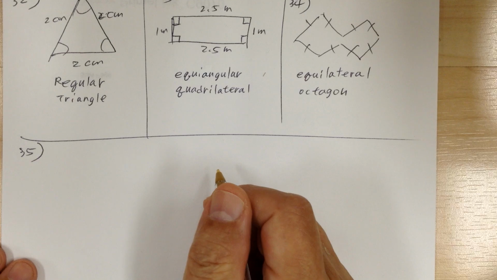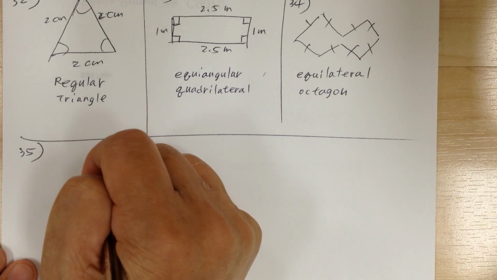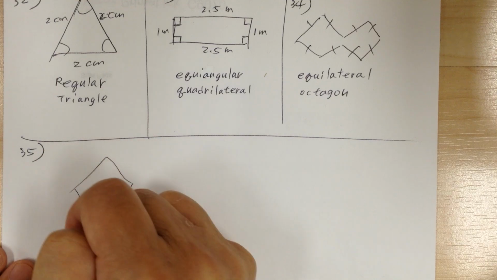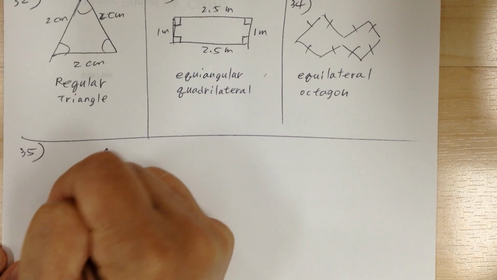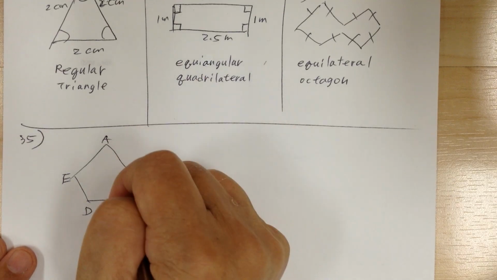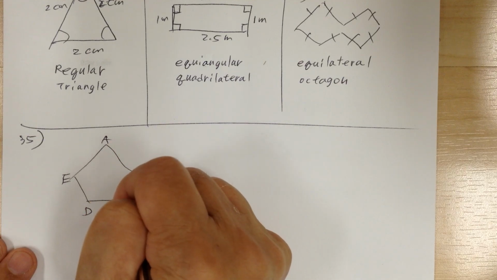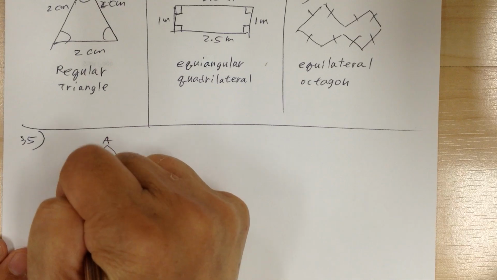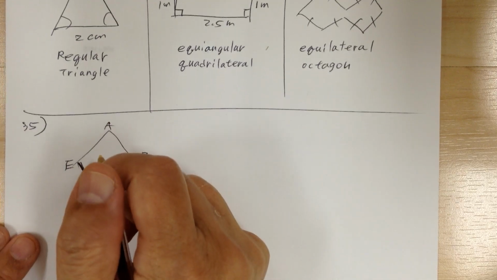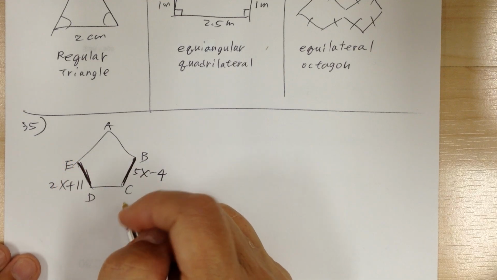Okay, let's go to 35. Pentagon ABCDE is a regular polygon. So you've got 5 sides, so this is a regular polygon. I'm just going to label A, B, C, D, E. The length of BC is represented by the expression 5x minus 4. And DE, this side over here, is represented by 2x plus 11. Find the length of AB.